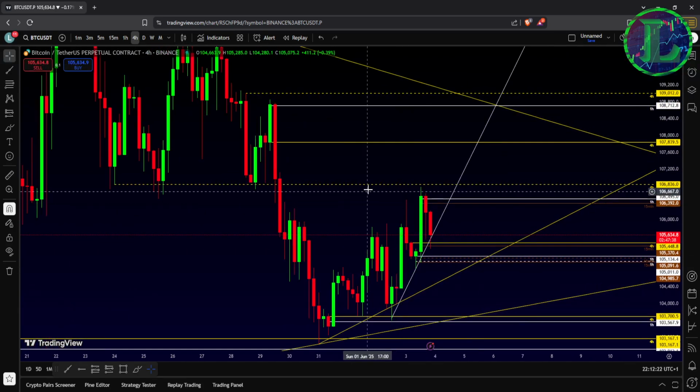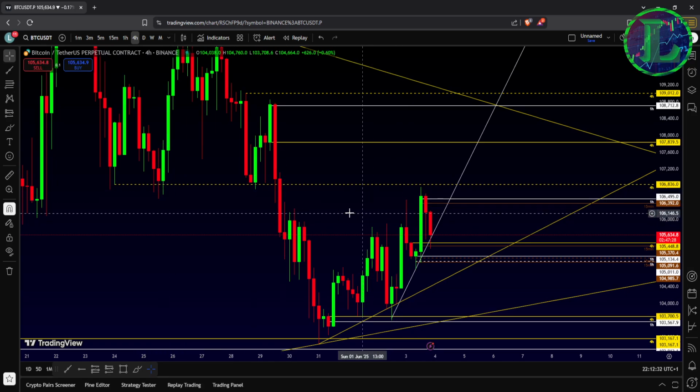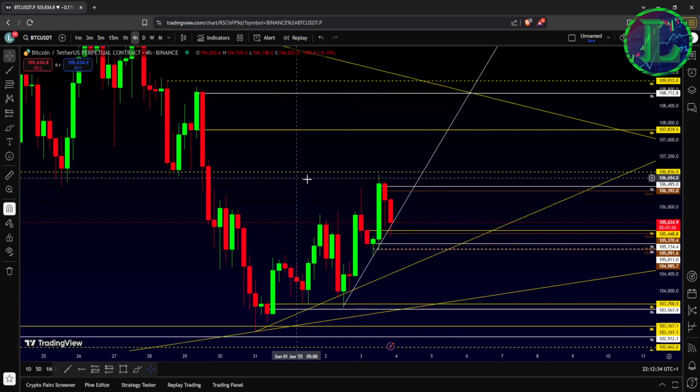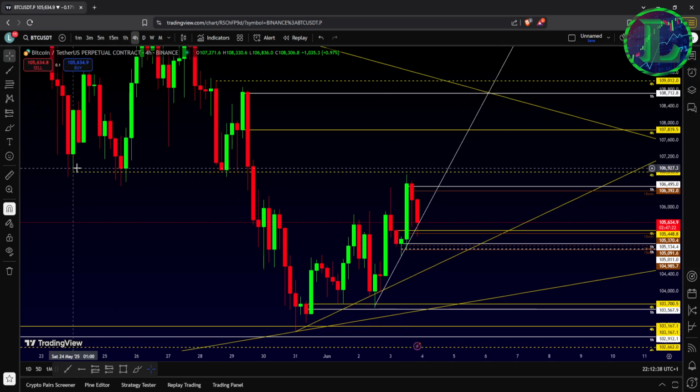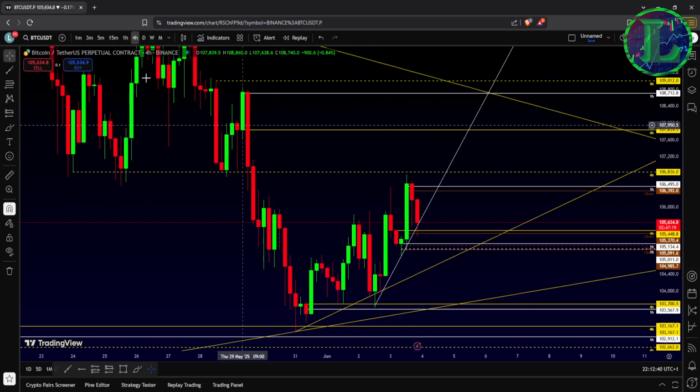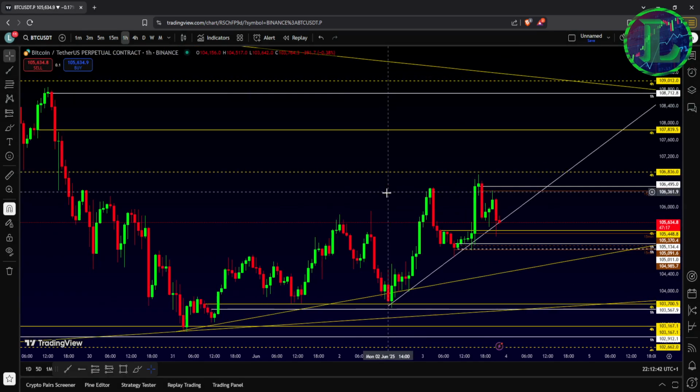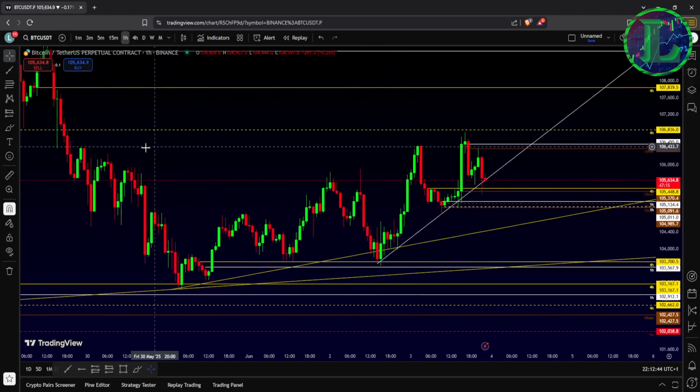And I believe we might see, and we probably already saw on this rejection, maybe on a lower time frame, maybe here, all right? It's just a 4, but we might see a rejection on this previous support turning into resistance, all right? So if we go to the 1 hour, all these levels are broken, okay?